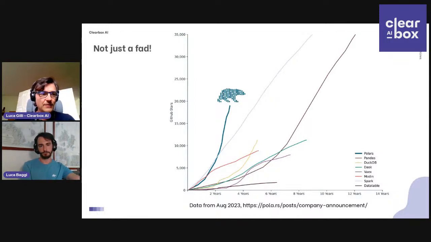Recently, both Luca and I were at PyCon Italy, and you could really hear the buzz around Polars. First of all, many talks were about Polars, like Luca himself presented a talk about it, but you could also hear a lot of people talking about it, and that's something I feel never happened with other Pandas alternatives. It gives really a good sign that Polars is here to stay.